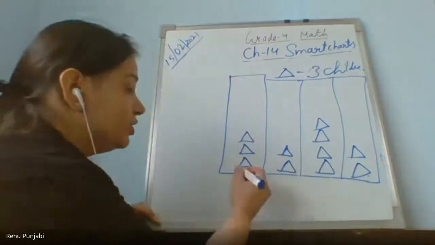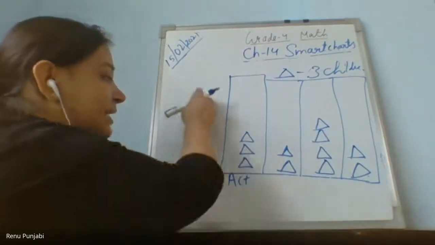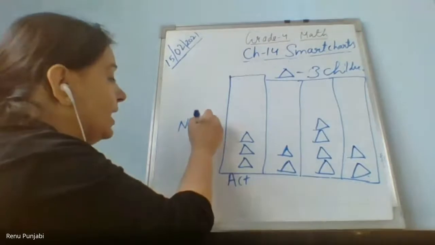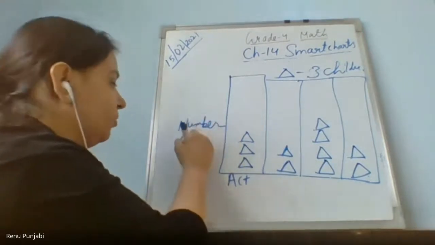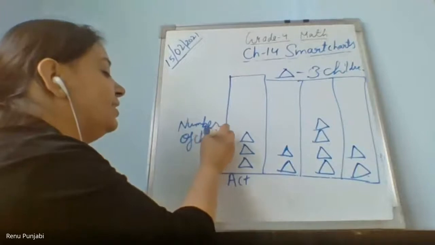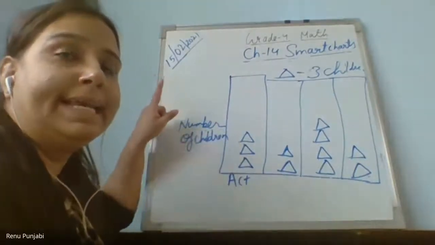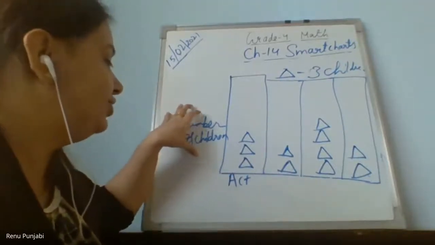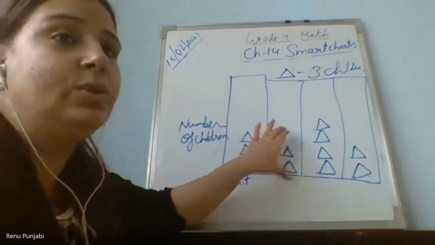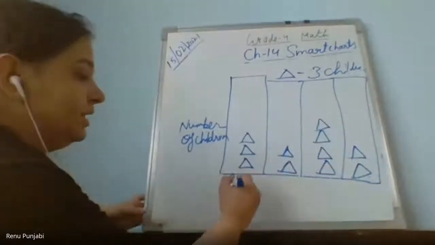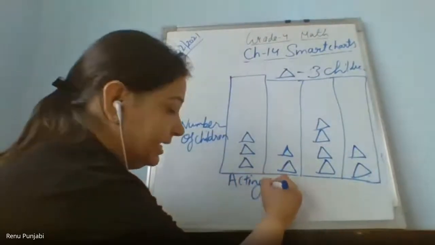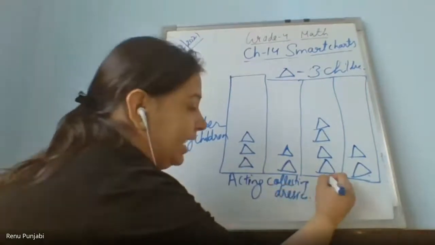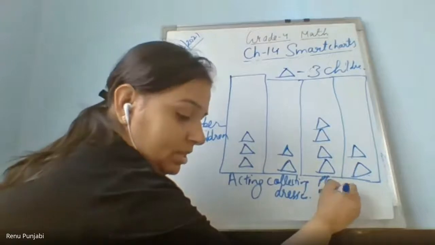So here the names will come, and on the vertical line, numbers will come. Numbers are always on the vertical line, the number of children or whatever information is given in numbers will be shown on the vertical line. So when the numbers are shown on the vertical line, the pictures related to these numbers are shown there. So this is showing, the first is for acting, second is for collecting dresses, and then playing music, and then making the set.